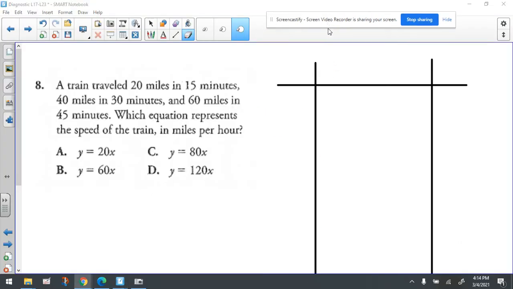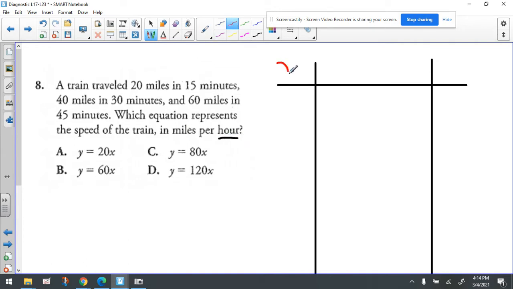We're going to take a look at question number 8. A train traveled 20 miles in 15 minutes, 40 miles in 30 minutes, and 60 miles in 45 minutes. Which equation represents the speed of the train in miles per hour? So notice that it doesn't say minutes, it says hour.